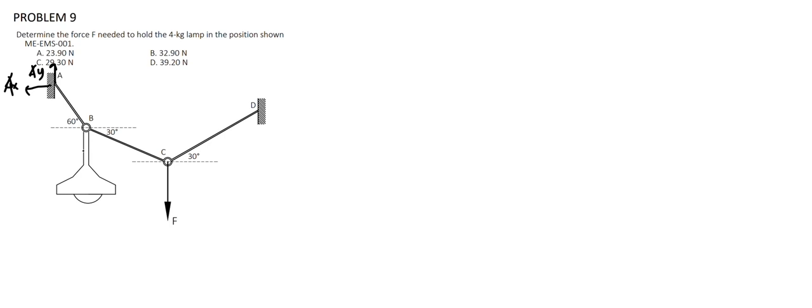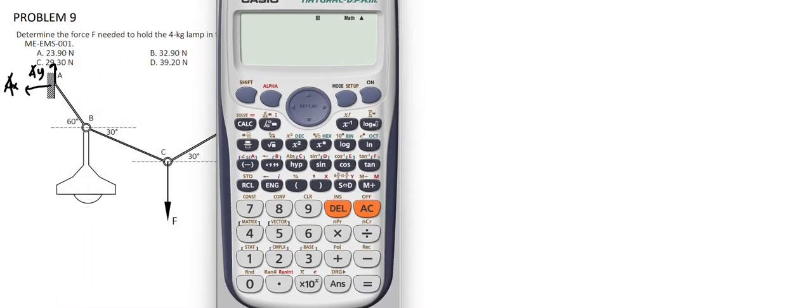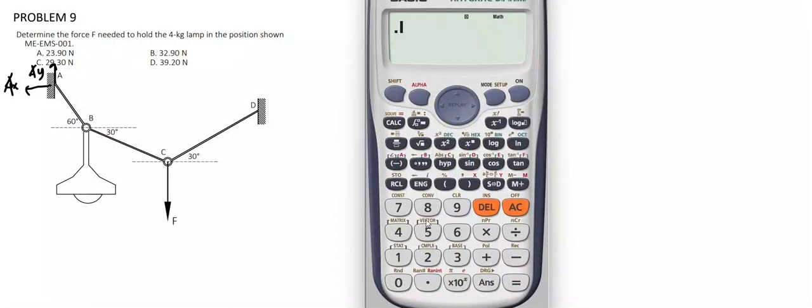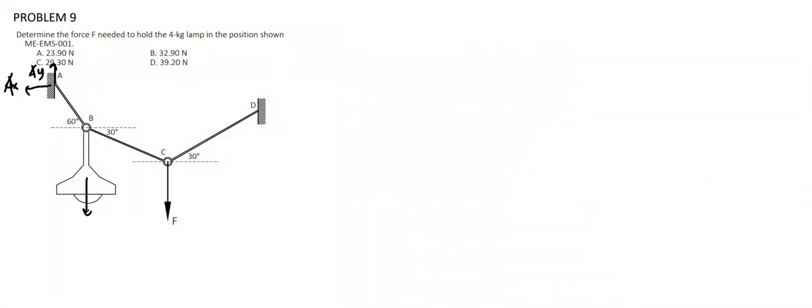And the lamp shown here has a mass of 4 kilograms. To get the weight, we multiply it with the gravitational acceleration of 9.81. That is equal to 39.24 newtons. Then we have DX and DY.